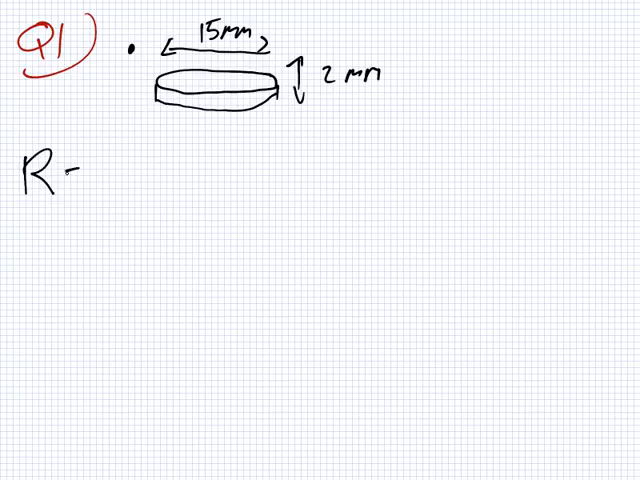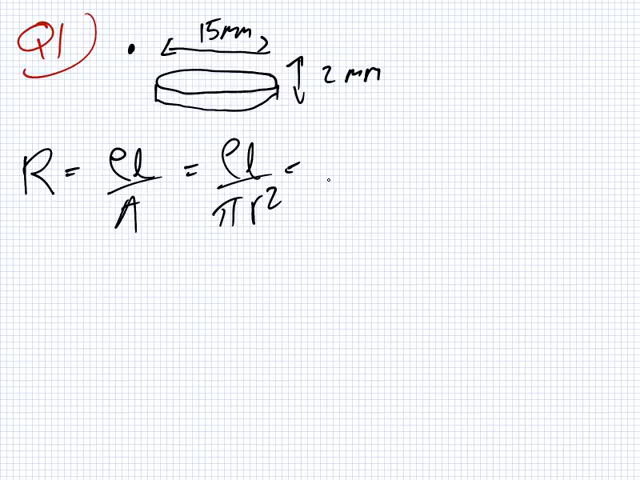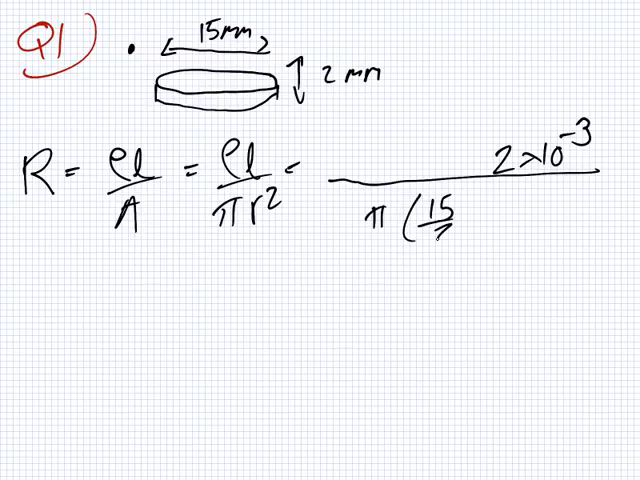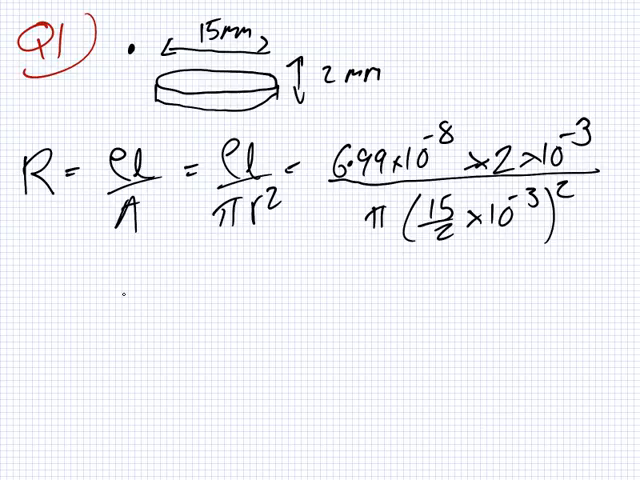Okay, so the resistance is rho L over A, which is rho L over pi r squared. The length is 2 times 10 to the minus 3. The area is pi times 15 over 2 times 10 to the minus 3, squared. And what's the resistivity constant for nickel? Do you have it in your table? 6.99 multiplied by 10 to the minus 8. Great. So let's hit this in the calculator and see what we get.